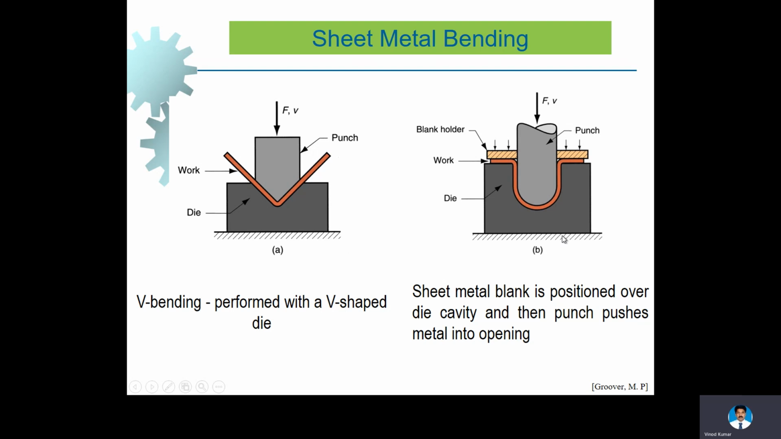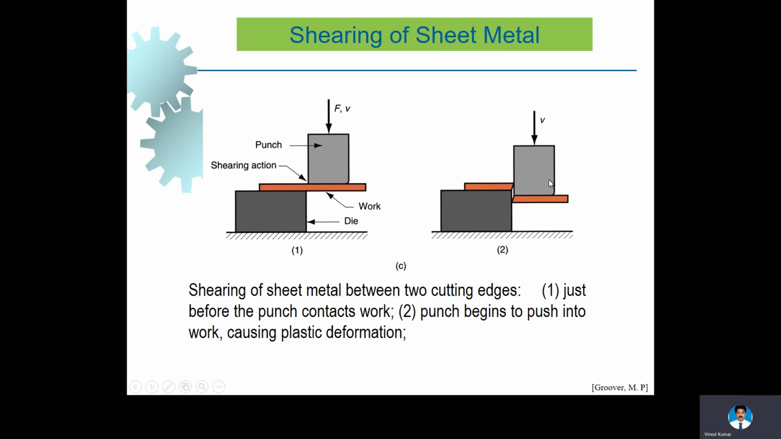The next common method you can see here is the deep drawing process. As you can see here, there is a punch and a die, and the punch forces the material to deform to take the shape of the punch. This is another process, which is called the deep drawing process.